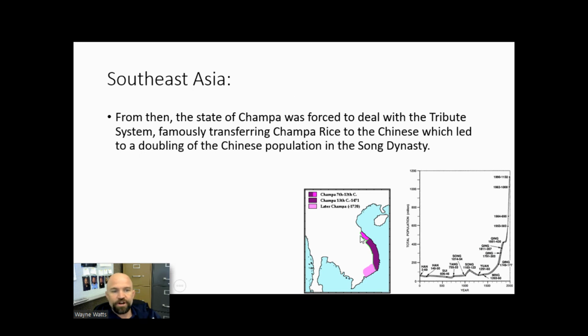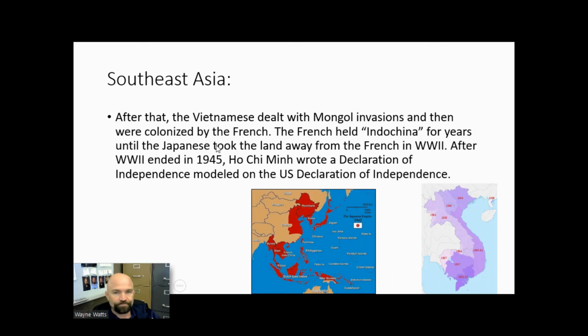From then, the state of Champa, in what is currently Vietnam, was forced to deal with the tribute system that China had, famously transferring Champa rice to the Chinese, which led to a doubling of the Chinese population inside the Song dynasty that can be seen here. Of course, afterwards will come the devastation as a consequence of the invasion of the Mongols. After that, the Vietnamese dealt with the Mongol invasions and then were colonized by the French. The French held Indochina for years until the Japanese took it away from them during World War II.